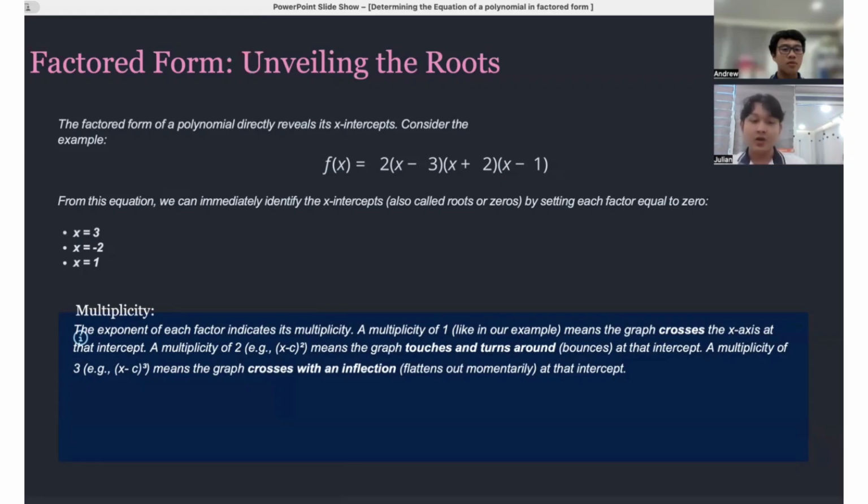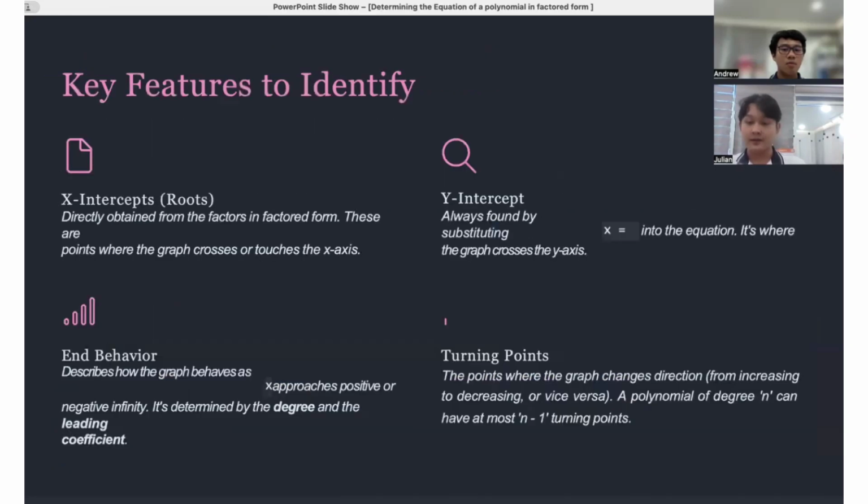The exponent of each factor indicates the multiplicity. Multiplicity of 1 means the graph crosses the axis at the intercept. With multiplicity of 2, the graph bounces, touching and turning around at the intercept. With multiplicity of 3, the graph crosses with an inflection at the intercept.